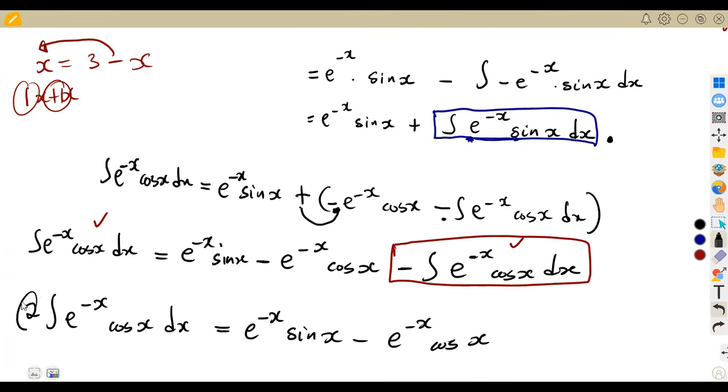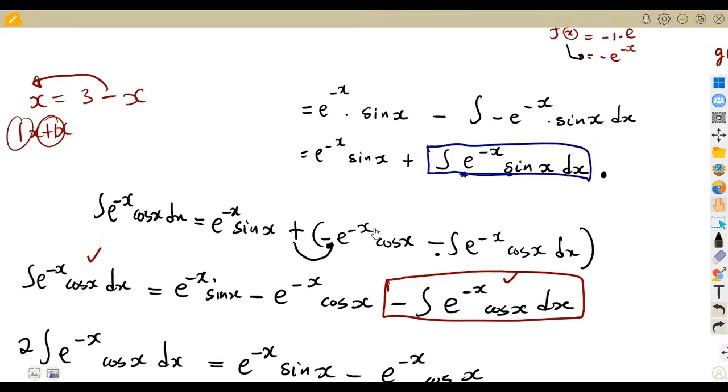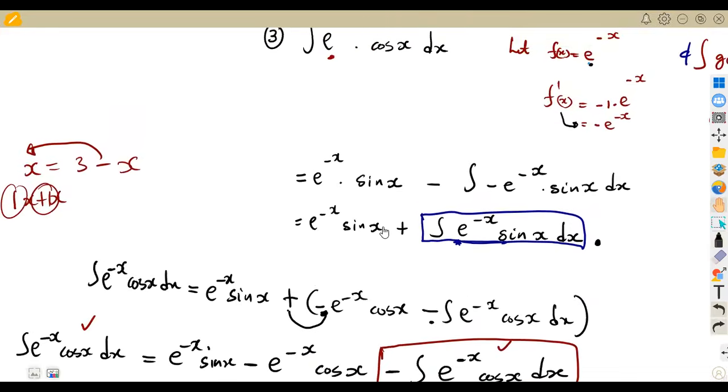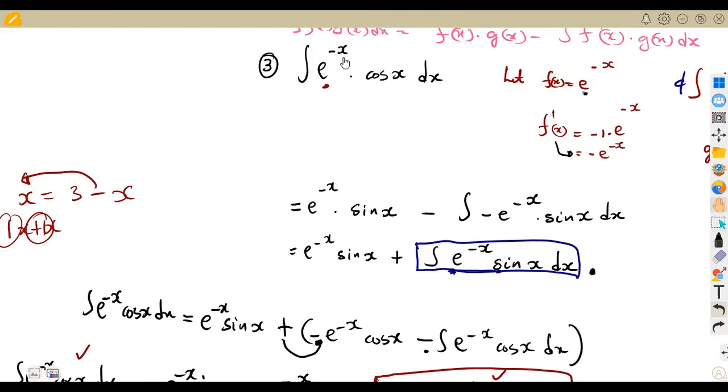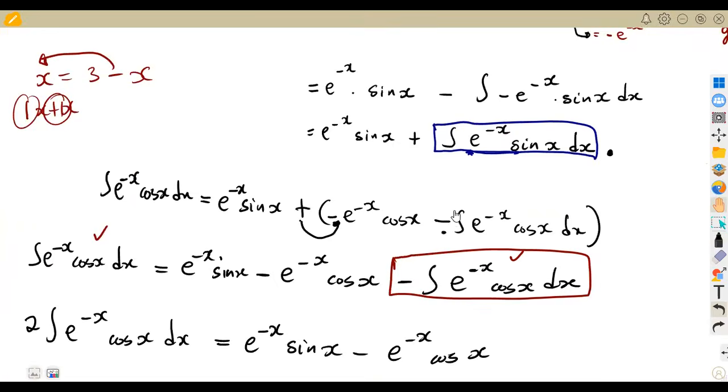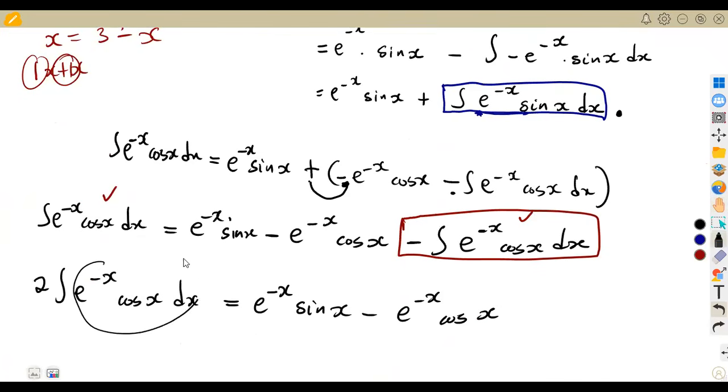So as you can see, the 2, we do not want this. The question was for us to integrate. This is our question: e to the exponent of minus x cos x with respect to x. And this is what we see here. This is what we have. What is just affecting is these 2.